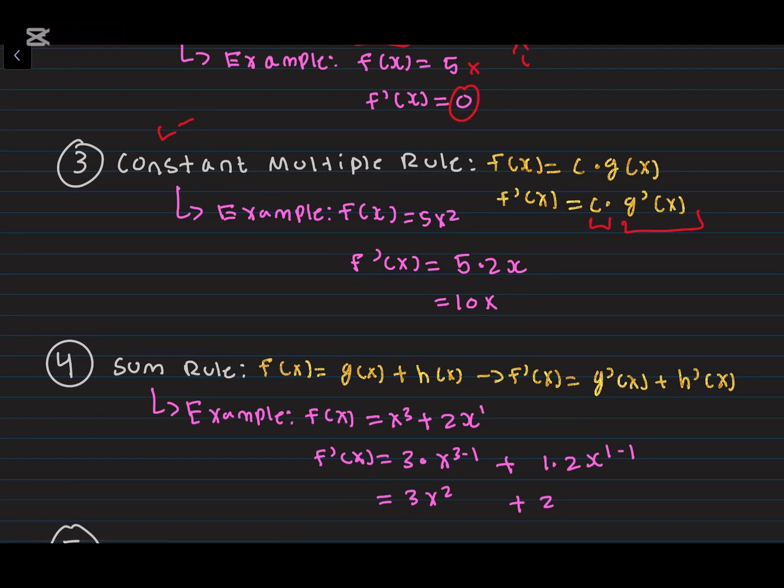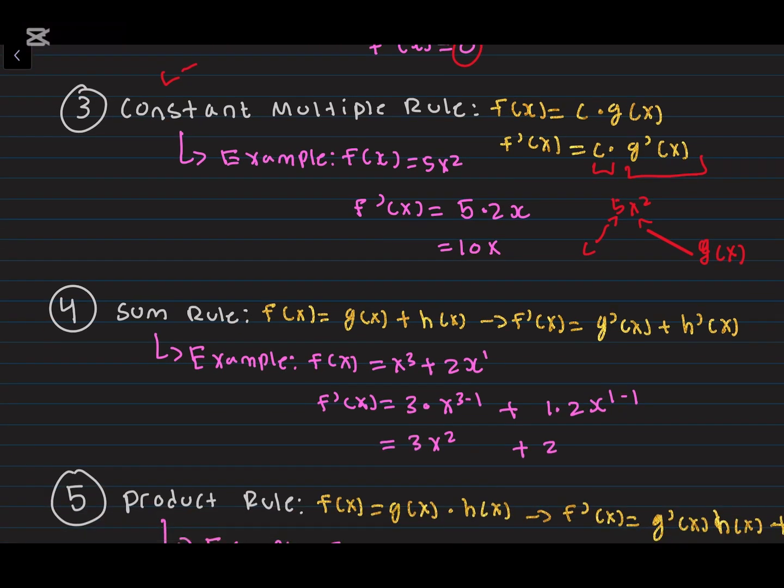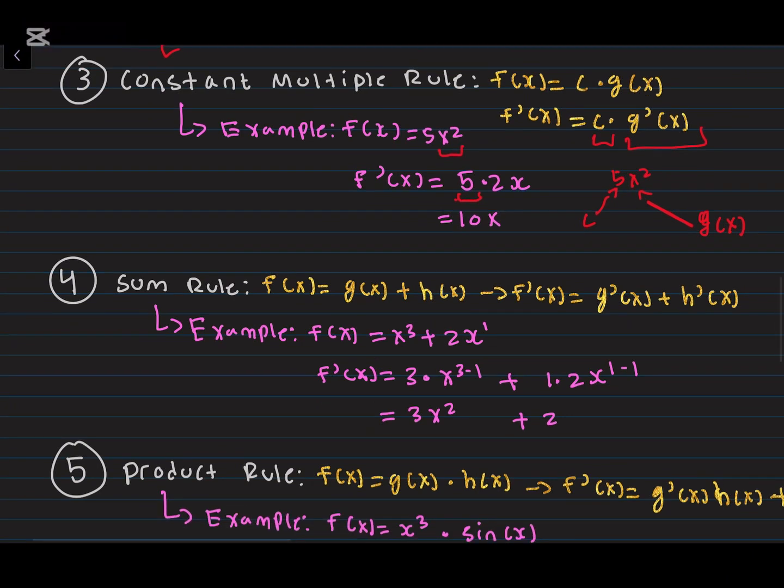If you have f of x equals 5x squared, and we compare it with the form given, 5 would just be your c value, and x squared would just be your g of x. So when we find the derivative of it, this is how it would turn out. You'd have your 5 as your c value, and then you'd have to find the derivative of x squared, and then multiply it with 5.